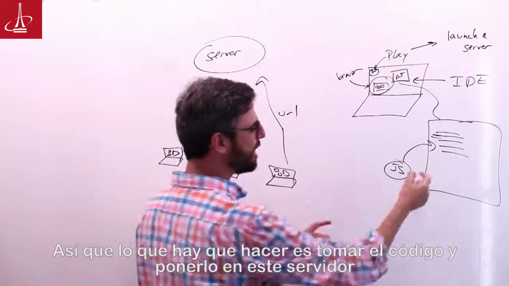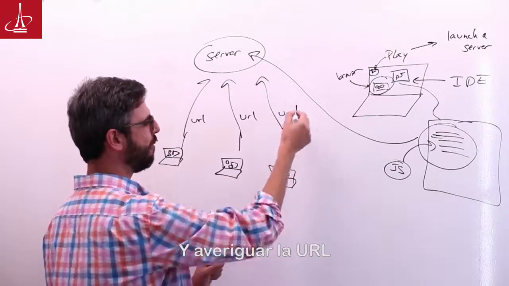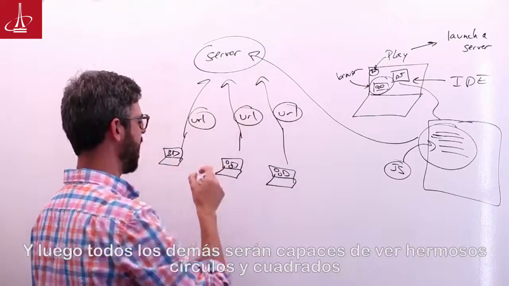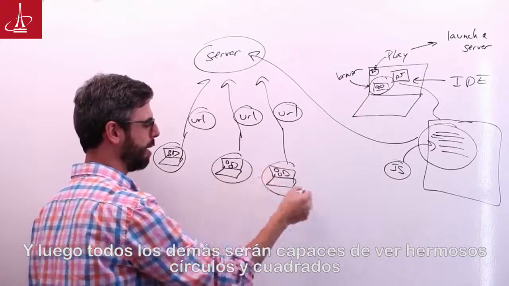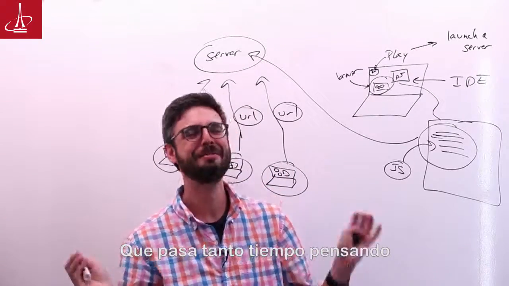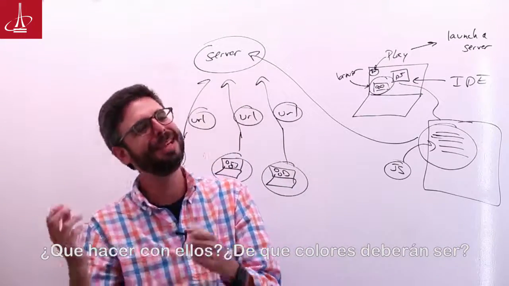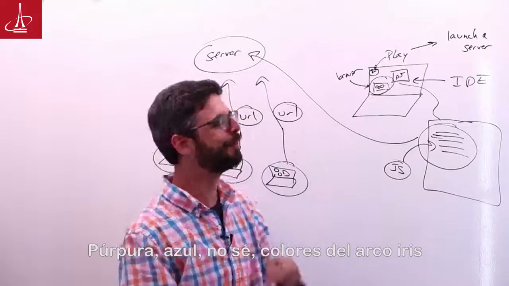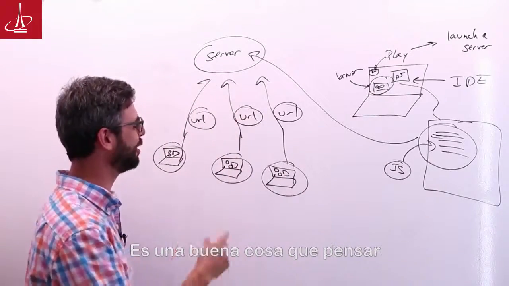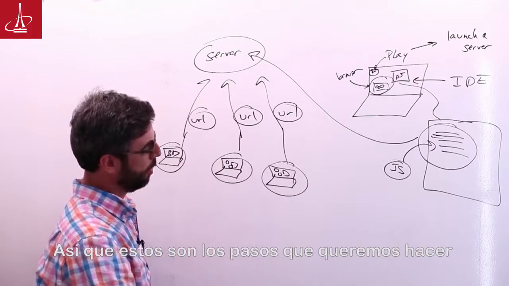So what you need to do is take this code and put it on that server and figure out what that URL is, and then everyone else will be able to see your beautiful circles and squares that you spent so much time thinking about, where to put them, what colors they should be, purple and blue, I don't know, the colors of the rainbow. It's a nice thing to think about. So these are the steps that we want to do.